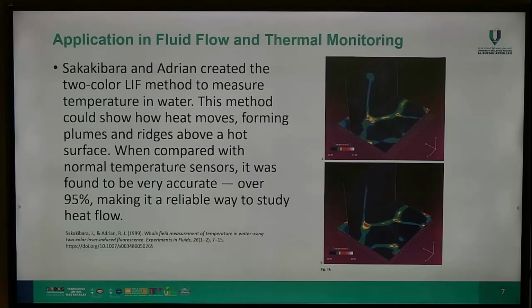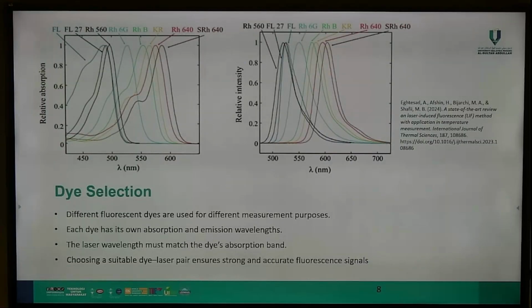Of course, before you can conduct the real experiment, you need to have calibration so that you can relate the temperature and the intensity of the fluorescence light. That is the most important one. Next one I will show you.